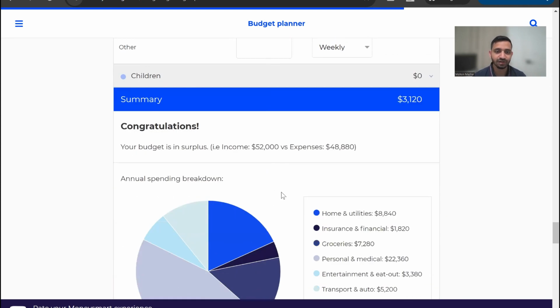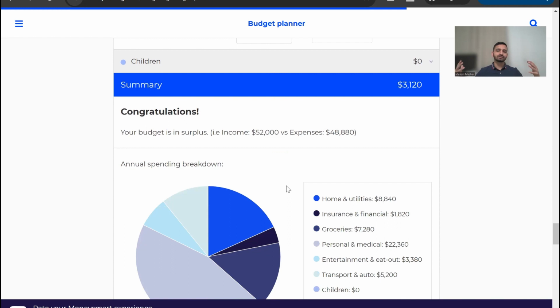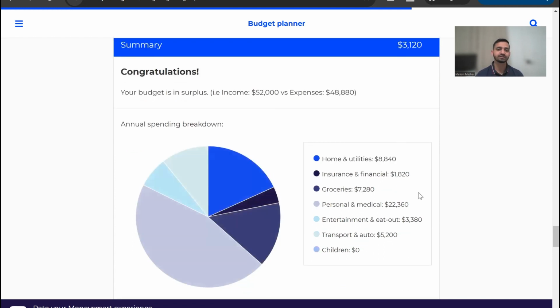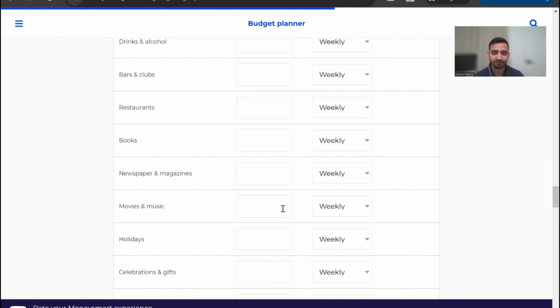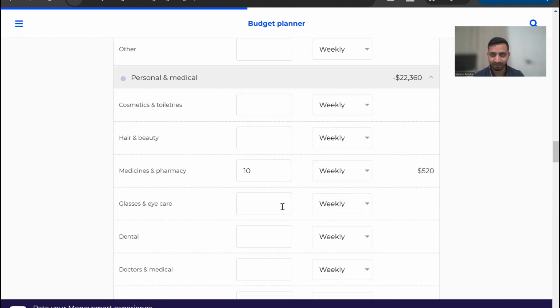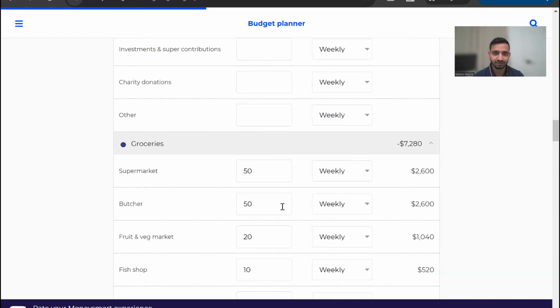Now you can see, congratulations. It gives you that your income is about $52,000 and your expenses are $48,880. You can see this is the breakdown of your expenses. The biggest expense is personal and medical, which is 22,000.